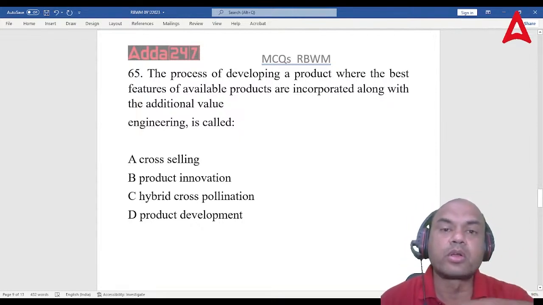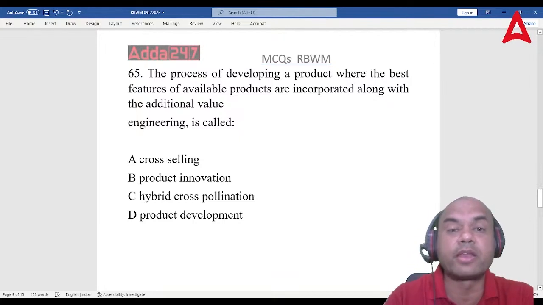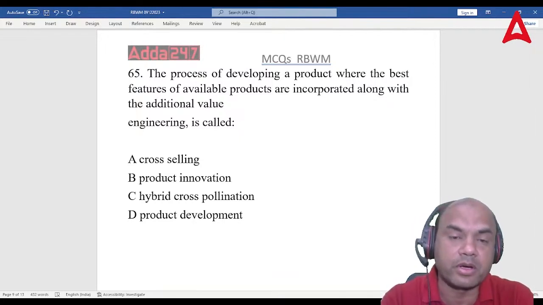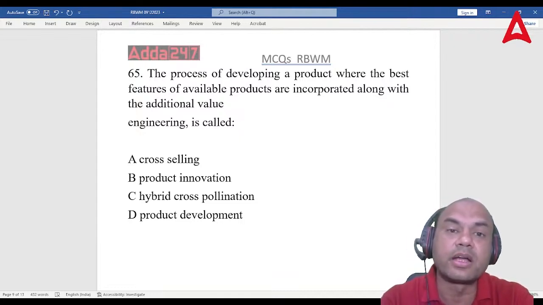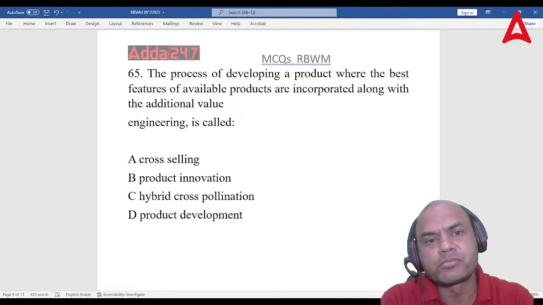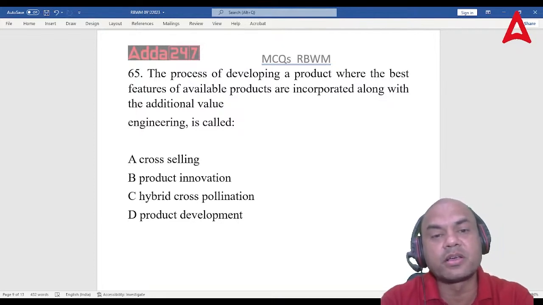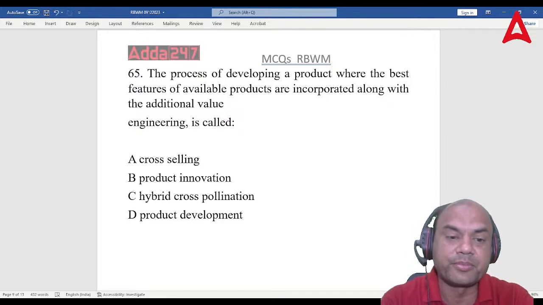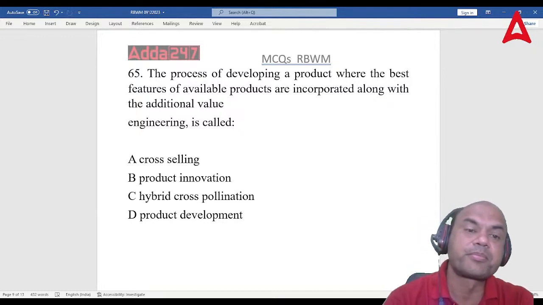Let's say tomorrow I am in some XYZ bank, and I see that SBI has developed a very good product, or PNB has developed a very good product, which is gaining huge traction or huge attention. So what will I do? I just copy the full product from them, and add some additional features which they are not giving. So getting the best features from this existing product and adding the value. So cross-selling, product innovation, hybrid cross-pollination, and product development. What is this called as?